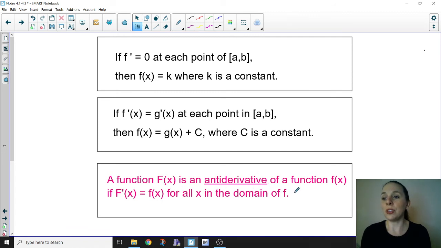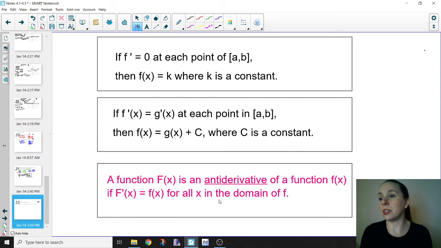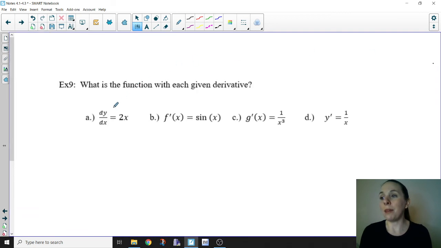Now, something that you need to keep in mind is this little piece of information right here. If you can come up with a function, keep in mind that you can also come up with another function that differs by a constant. We call that constant plus c. What I mean by that, with a really easy example to start us off, is I think we know that the function that has a derivative of 2x is x squared, right?